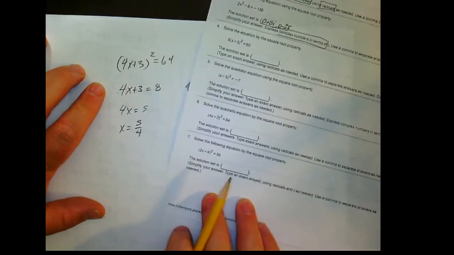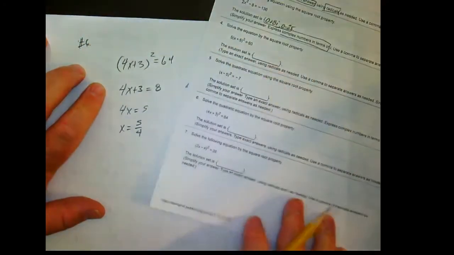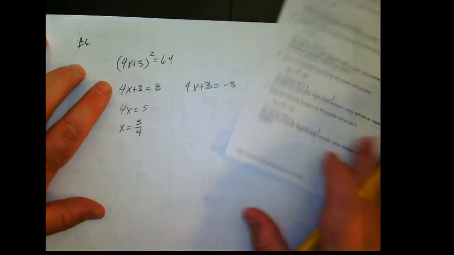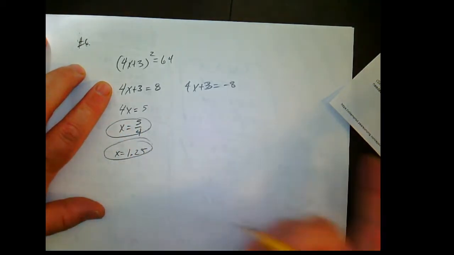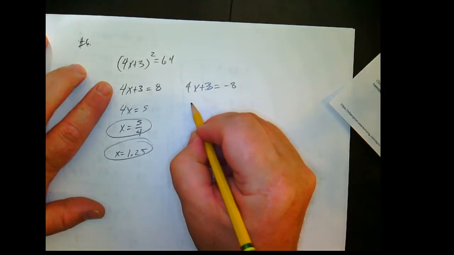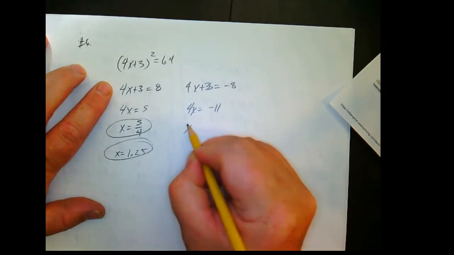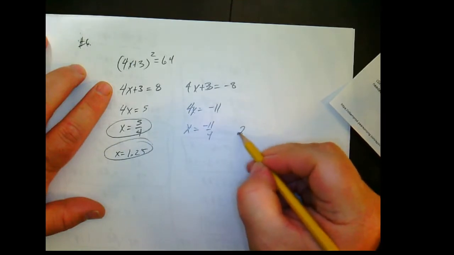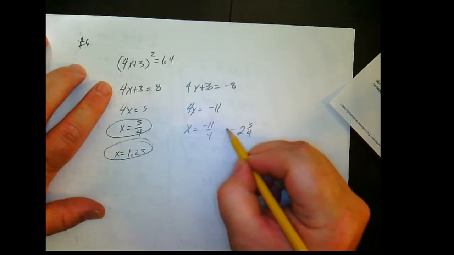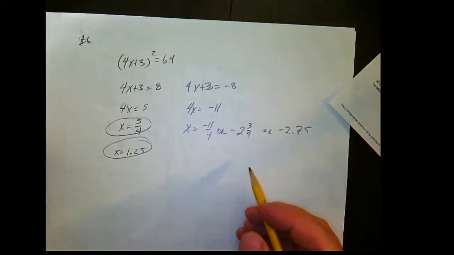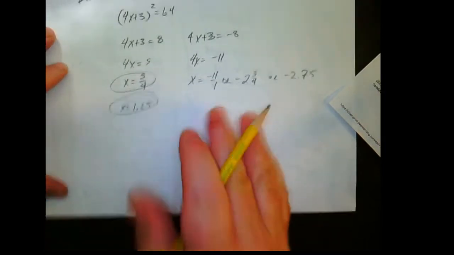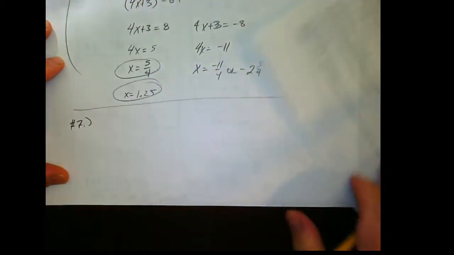Let me make sure what this instruction said again. This was number 6. Number 6 said exact answers. Oh, well, since this terminates, you could say 1.25. Either one of those, I would imagine, would be okay for the computer. I didn't write the computer, so I don't really know. So 4x equals negative 11, so x equals negative 11 over 4, which is negative 2 and 3 fourths, or negative 2.75. I imagine any of those answers would be fine. I know on paper they're all okay, and they all follow the instructions. So there's number 6.